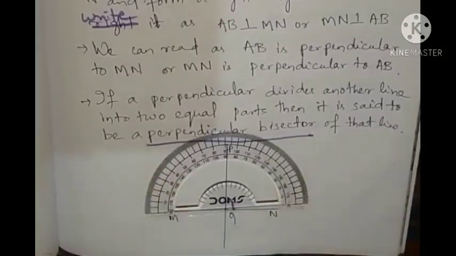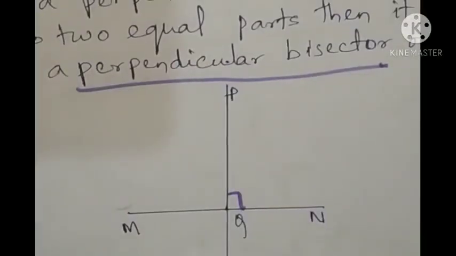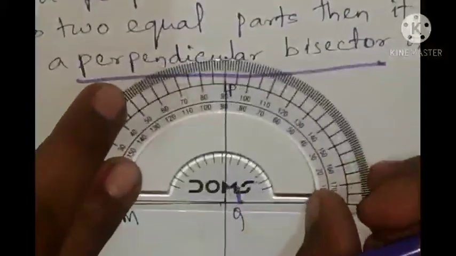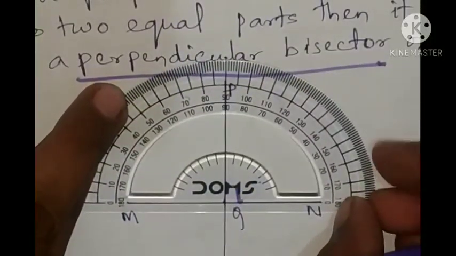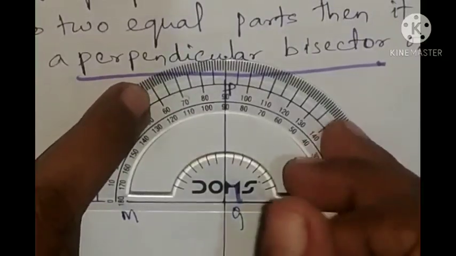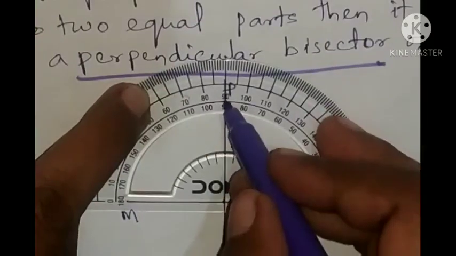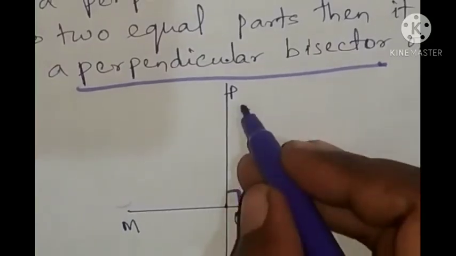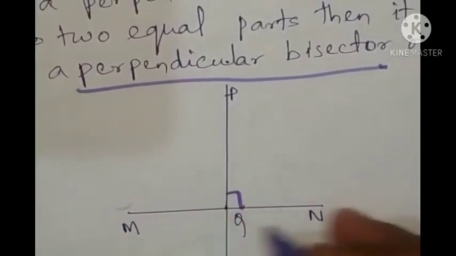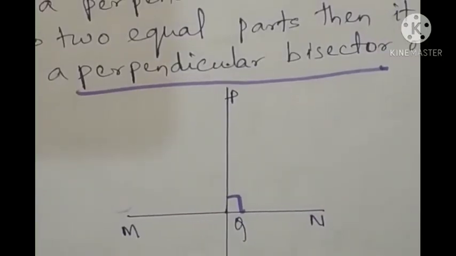If you take a protractor, I'll zoom this portion. Look here. I'll put this protractor and measure whether it is 90 degrees or not. Look, it is 90 degrees. At 90 degrees means this is perpendicular. This line is perpendicular. That's why PQ is perpendicular to MN, and MN is perpendicular to PQ. Now we'll see whether it is a bisector or not. Bisector means it is dividing into equal parts or not.